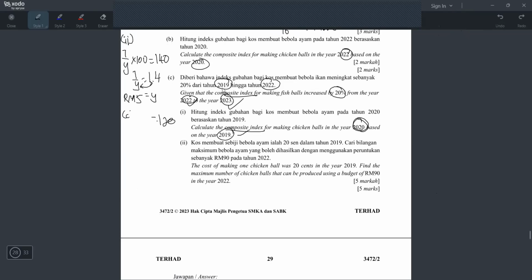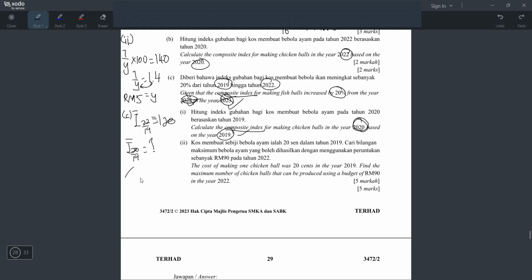From the year 2019 to 2022. So the composite index is actually for 2022, 2019. But in the English version, it says 2022, 2023. So the English version is definitely wrong. And then what they want now is 2020, 2019, right? So the composite index for 2019.